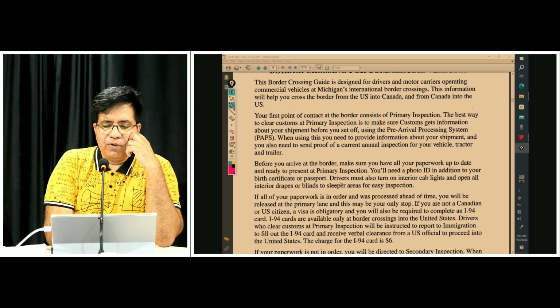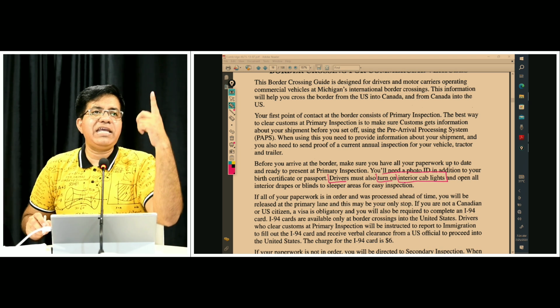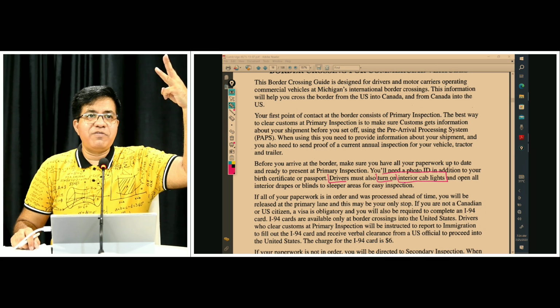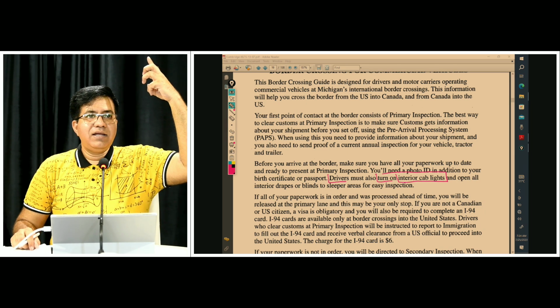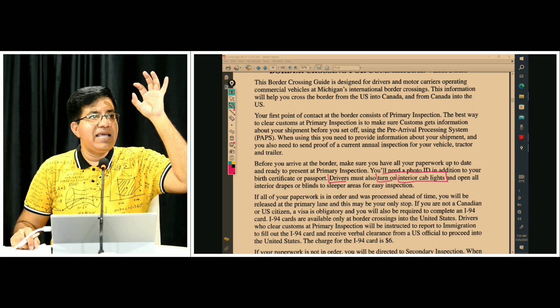Third paragraph. Okay, drivers must also turn on interior cab lights. What if we write interior cab lights? That's 3 words. So which word should we miss? Yes, we will miss the word interior. Correct answer is cab lights.